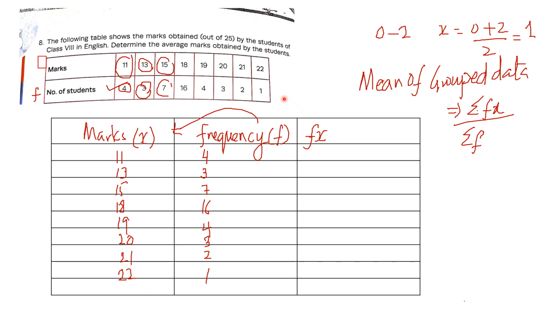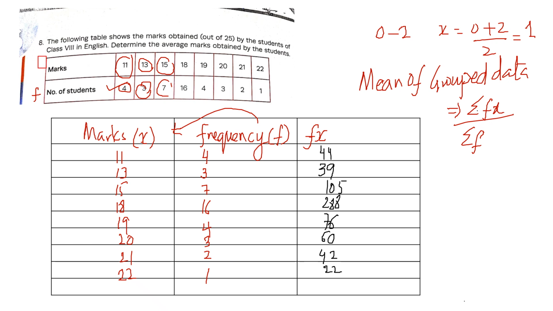Okay, let me do it, just a minute. 11 multiplied by 4 is 44, 13 multiplied by 3 is 39, 15 multiplied by 7 will give you 105, 16 multiplied by 18 will give you 288, and then 4 multiplied by 19 will give you 76, 3 multiplied by 20 is 60, 2 multiplied by 21 is 42, 22 multiplied by 1 is 22.